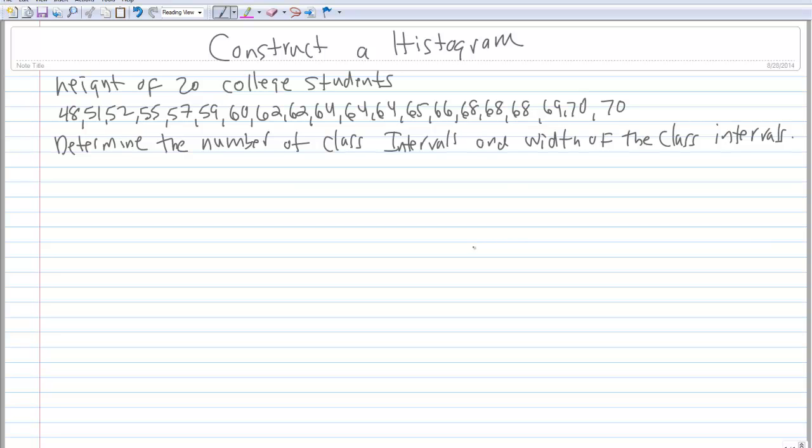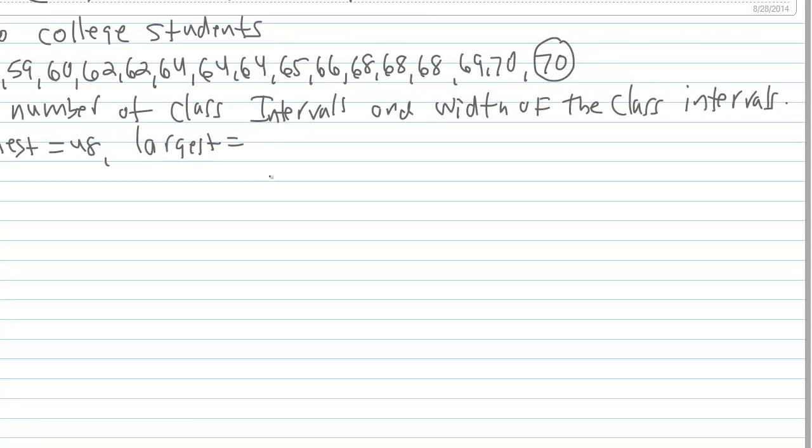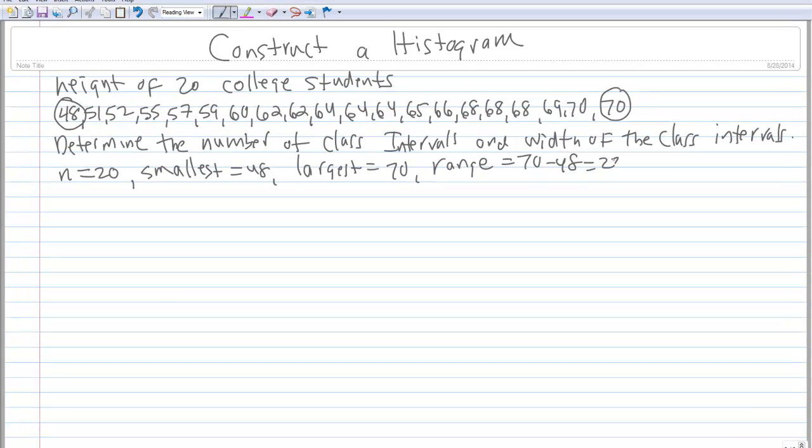Well, first thing we have to do is we have to know how many data values we have, and we see that we have 20 data values, so we know that n is 20. We also have to determine what the range of values is. To do that, we have to know what the smallest value is, which is 48, and the largest value, which is 70. And then the range of values is simply the largest minus the smallest, which is going to be 22.